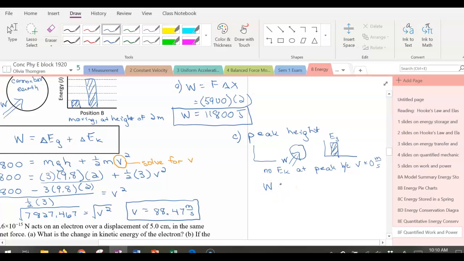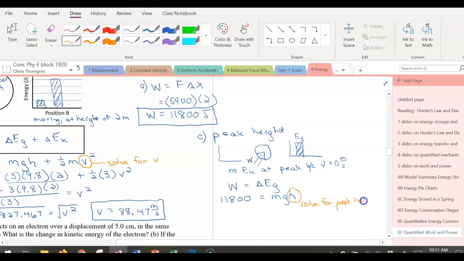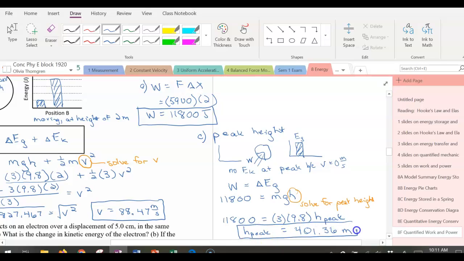So all the work that was done has at that point gone into changing the gravitational energy of the ball. And so that same amount of work that we calculated in part A equals mgh, and I'm going to be solving for the peak height, right? Okay, and so the 11,800 joules of work equals the 3 kilograms times 9.8 times the height of the peak. And so the height of the peak is 401.36 meters, let's say. Okay.